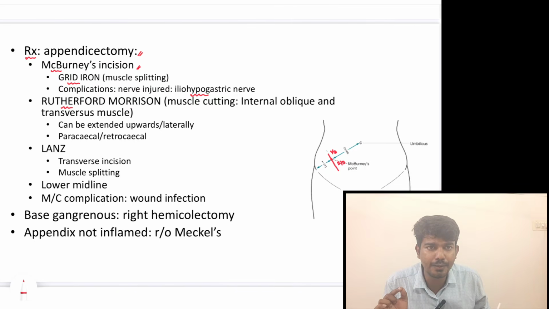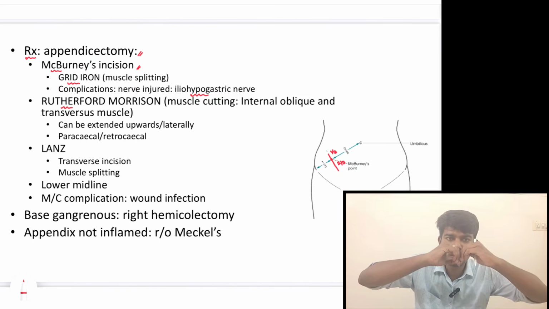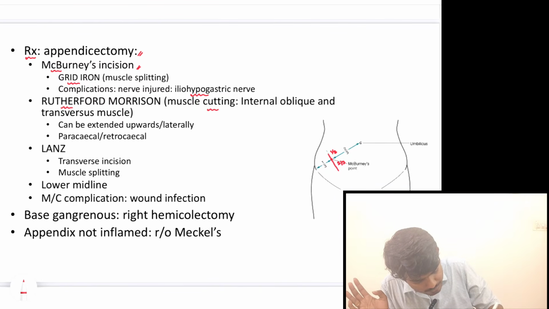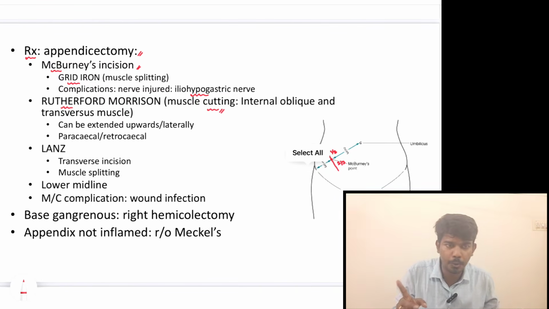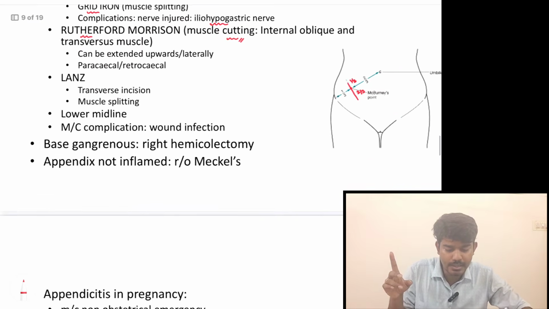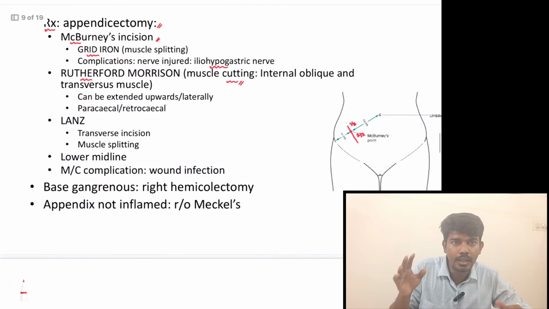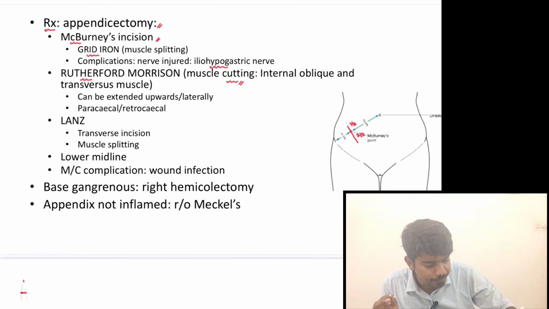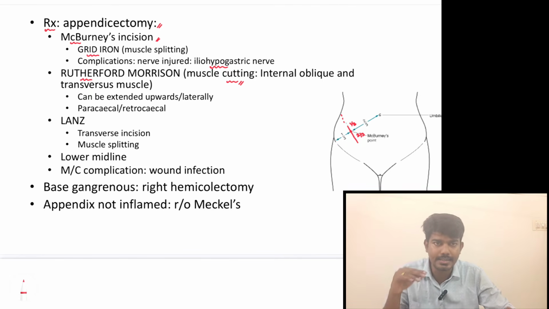What is the difference here? We have split the muscles. Now we are going to cut the muscles. The internal oblique and transverse muscles are cut. After cutting, we are going to extend the incision upwards and laterally.